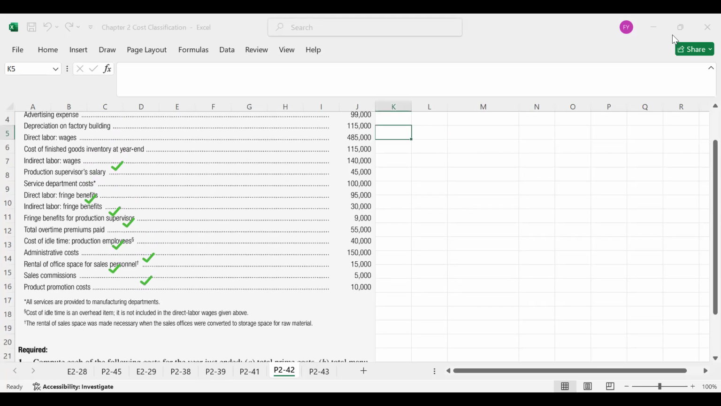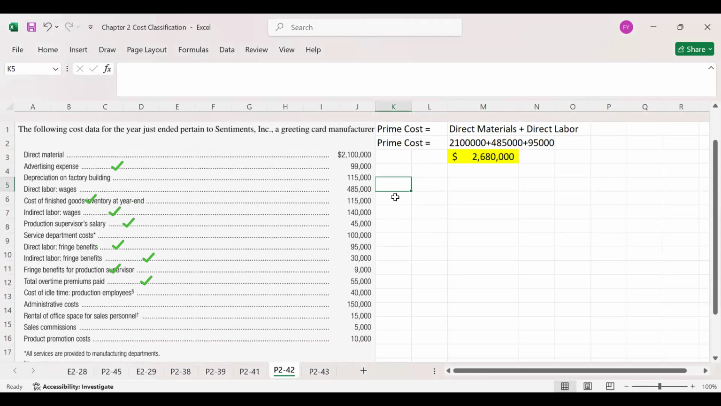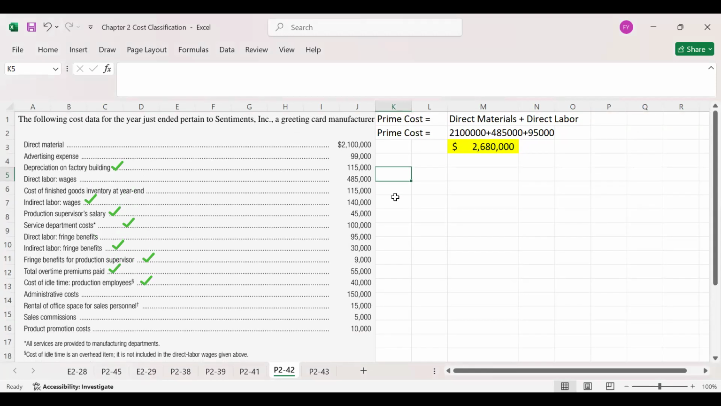The rental space was made necessary when sales offices were converted to storage space for raw material. So remember that storage is a part of period cost, so it will not be included in the calculation of manufacturing overhead. Then we have administrative, rental, sales, and product promotion cost. All these costs are period cost.